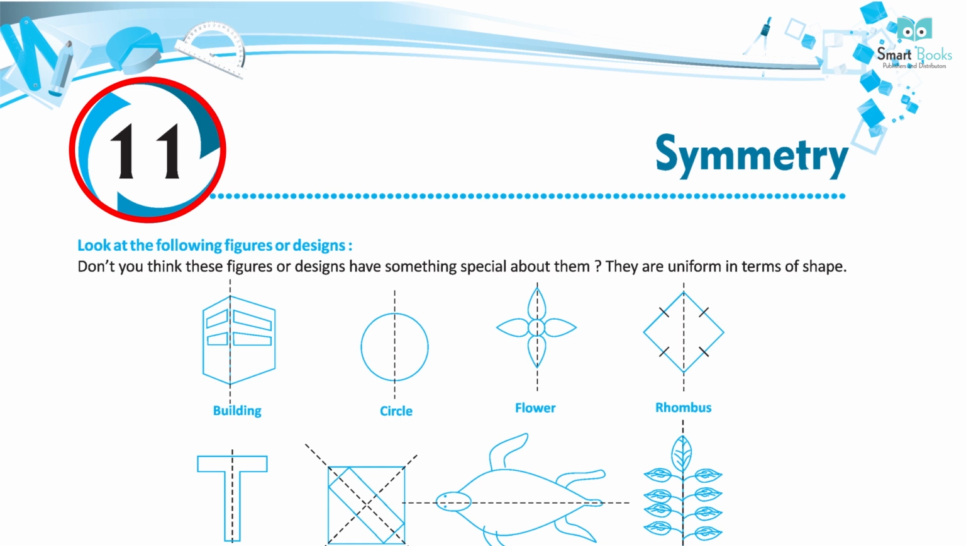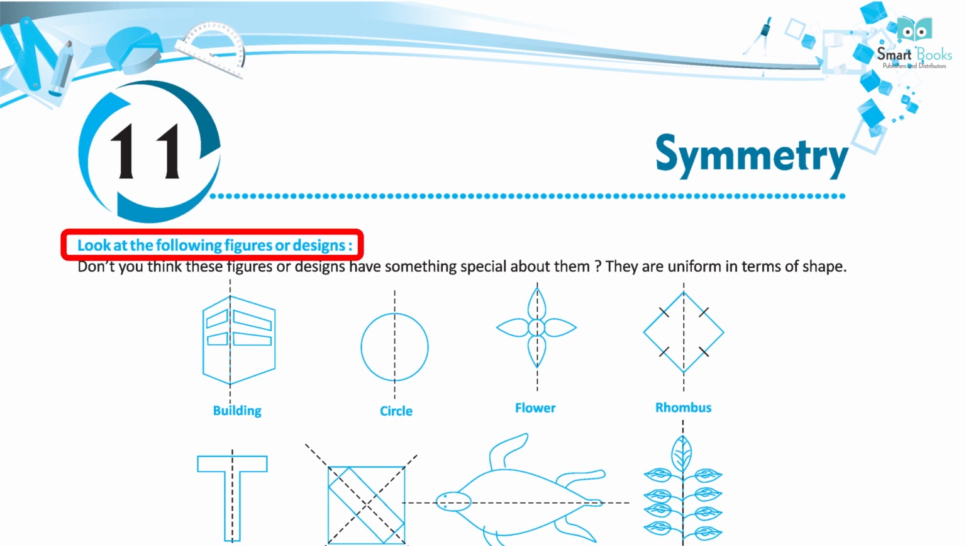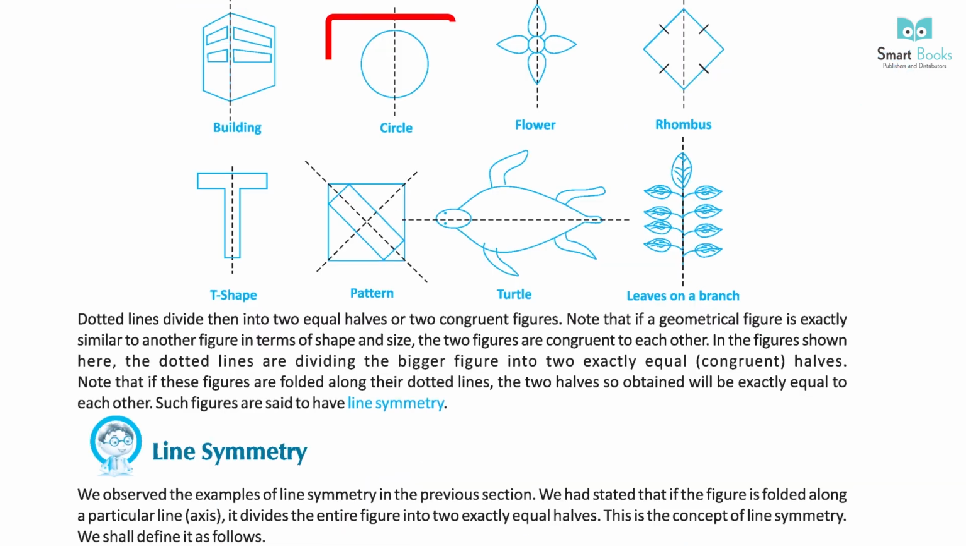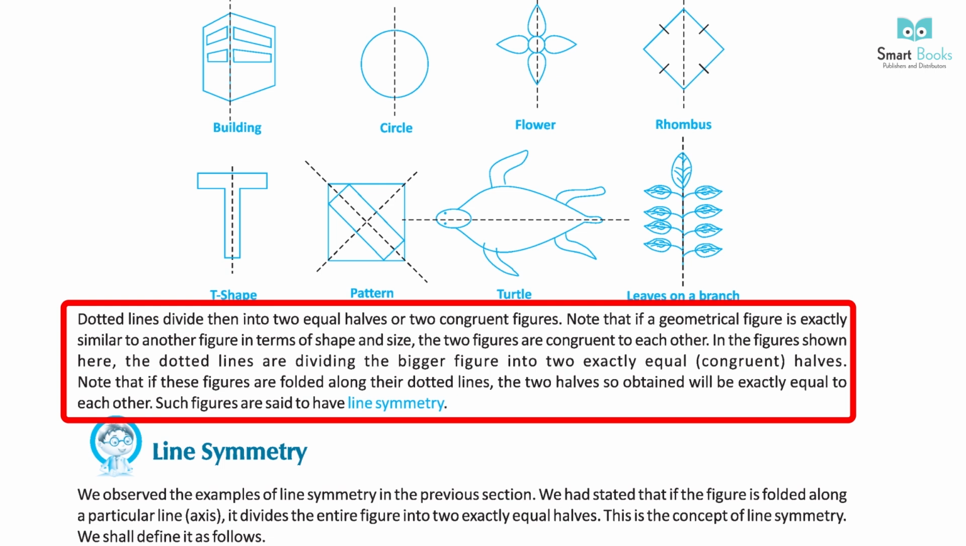Chapter 11 Symmetry. Look at the following figures or designs. Don't you think these figures or designs have something special about them? They are uniform in terms of shape. Building, circle, flower, rhombus, T-shape, pattern, turtle on a branch. Dotted lines divide them into two equal halves or two congruent figures.